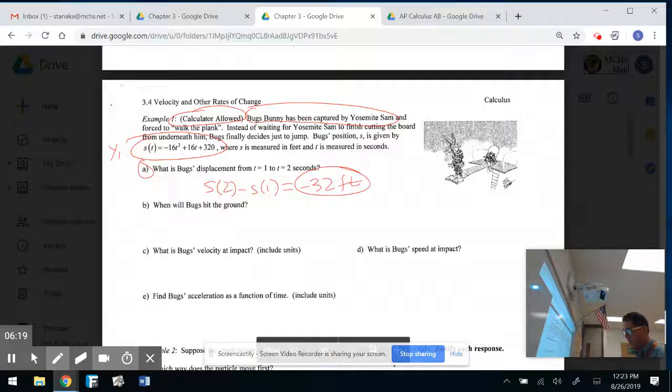Okay, when will Bugs hit the ground? Well, there's a couple ways we could do this. Hopefully we understand that Bugs is going to hit the ground when our position is equal to 0. So what I could do is I could take my s of t, which is negative 16.